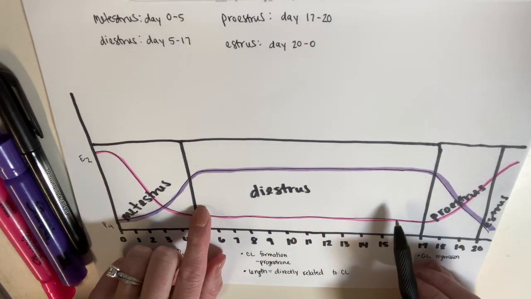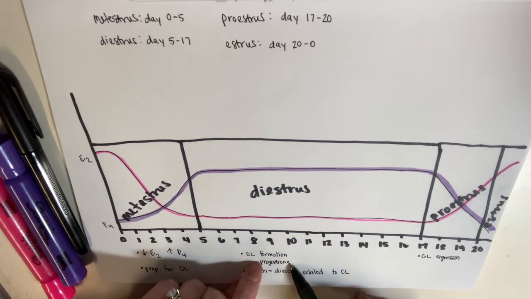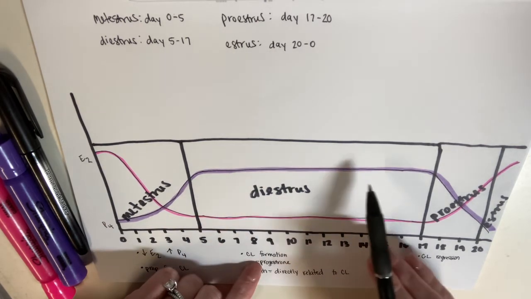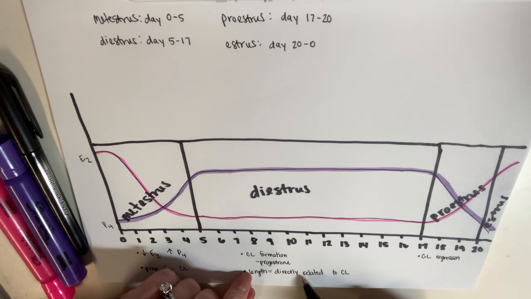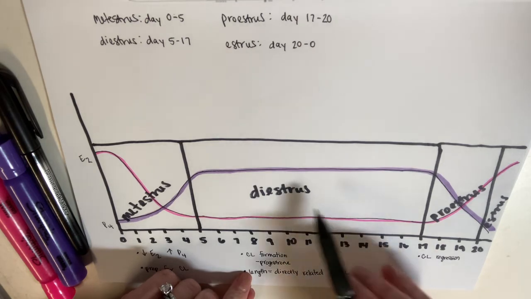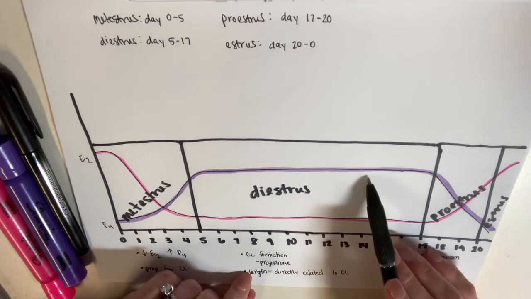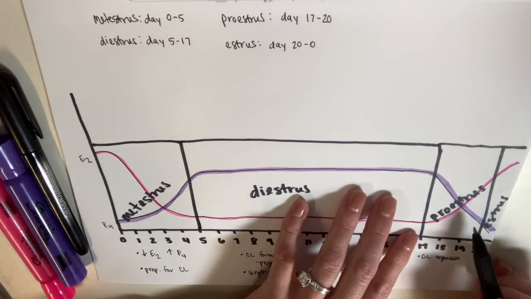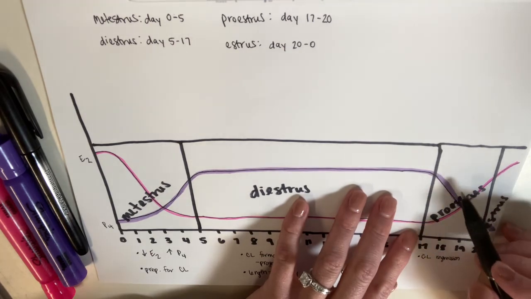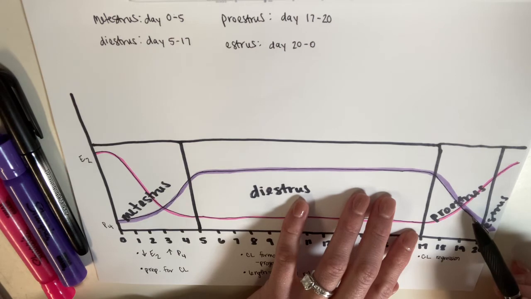Okay, so in diestrus, we're going to have our CL formation, which, as I said earlier, is what's causing this peak in progesterone and maintenance of progesterone. And again, as I said earlier, the length of diestrus is going to be directly related to the lifespan of that CL. So moving into proestrus, we're going to have our CL regression, which is why we're seeing this decrease in progesterone.